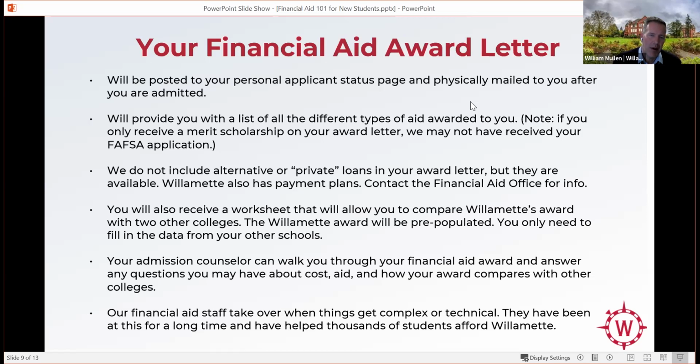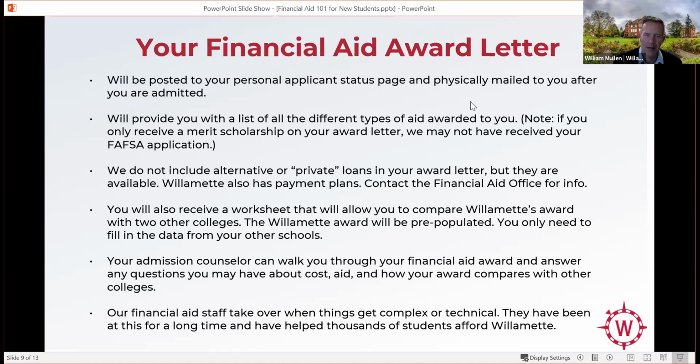So I want to talk about private loans or alternative loans or Parent Plus loans as well. We don't include that in the award. Some colleges and universities do include that in the award. You don't automatically qualify for it. You have to go through another process. It does require an additional check on credit and some other things as well. So we think it's most ethical not to add that as part of the initial award.